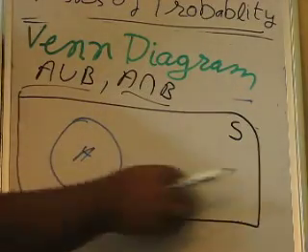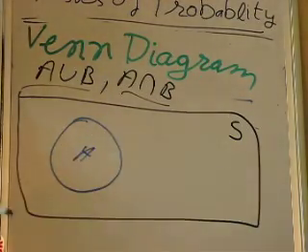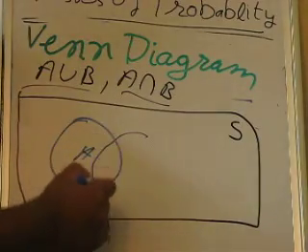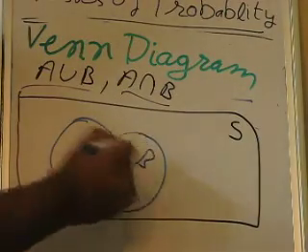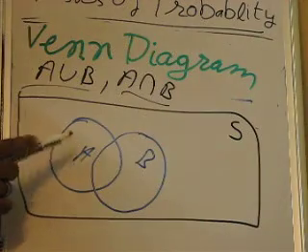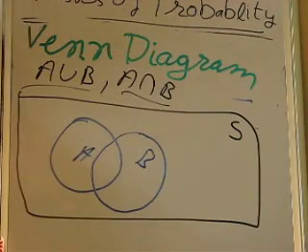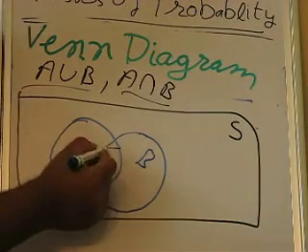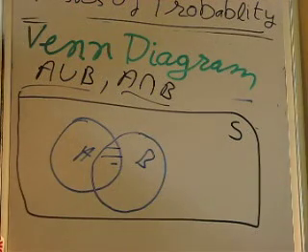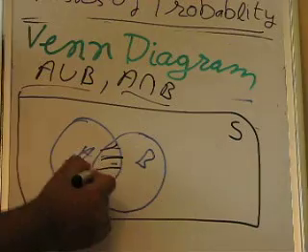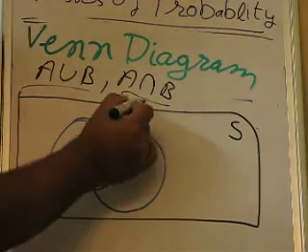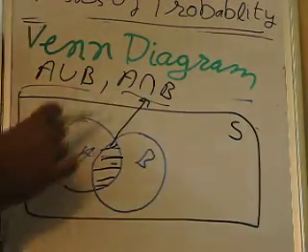But in case there are some common elements between A and B, you draw the circles like this. Now you can see that the circles overlap and intersect each other. This section, denoted by the graph, refers to A intersection B. These are the common points.